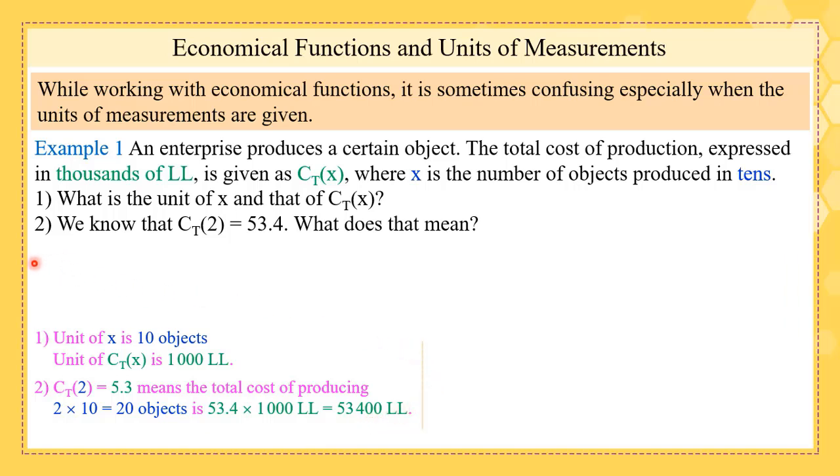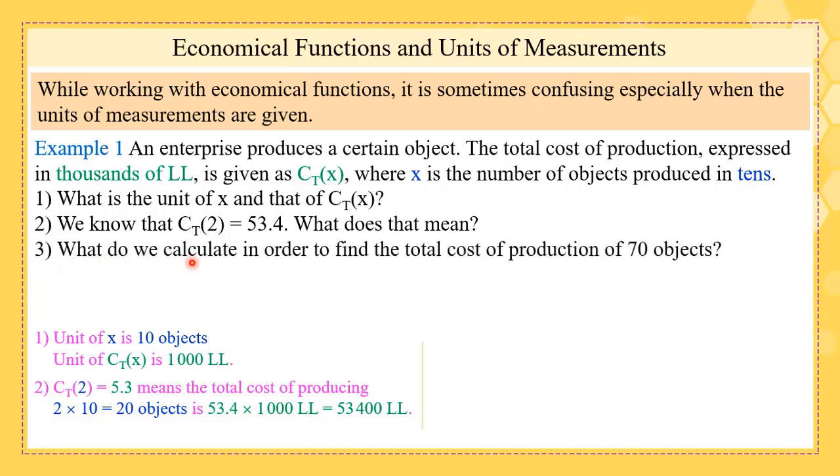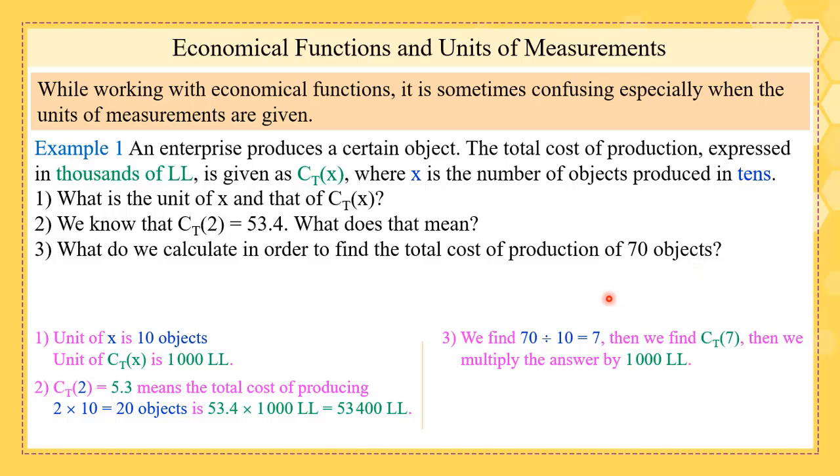Now, part 3. What do we calculate in order to find the total cost of production of 70 objects? In this part, we need to find the total cost of 70 objects. First, we divide 70 by 10, so we get 7. Then we replace x by 7 in the given function CT of x, and we get CT of 7. Finally, we multiply the answer of CT of 7 by the unit of CT of x, which is 1000 lira Lebanese.